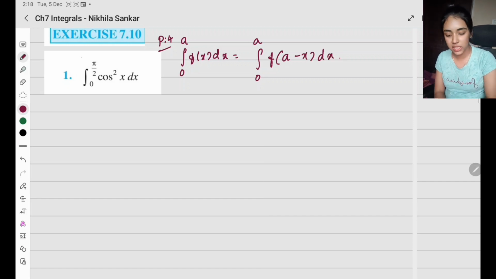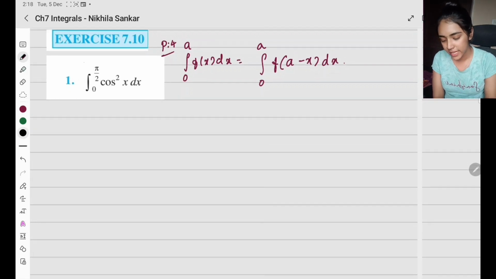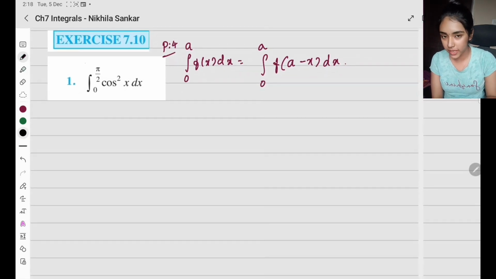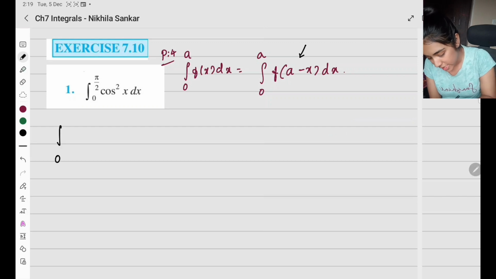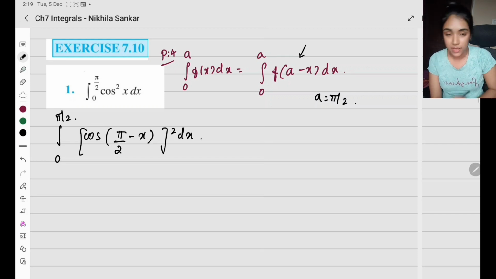We are going to use this property for the first 4 questions. So I have integral of 0 to pi by 2 cos square x. So when I use this property, I have 0 to pi by 2 of cos, what am I going to change x to? a minus x, where my a value is pi divided by 2. So a minus x is going to be pi by 2 minus x, the whole square, times dx.